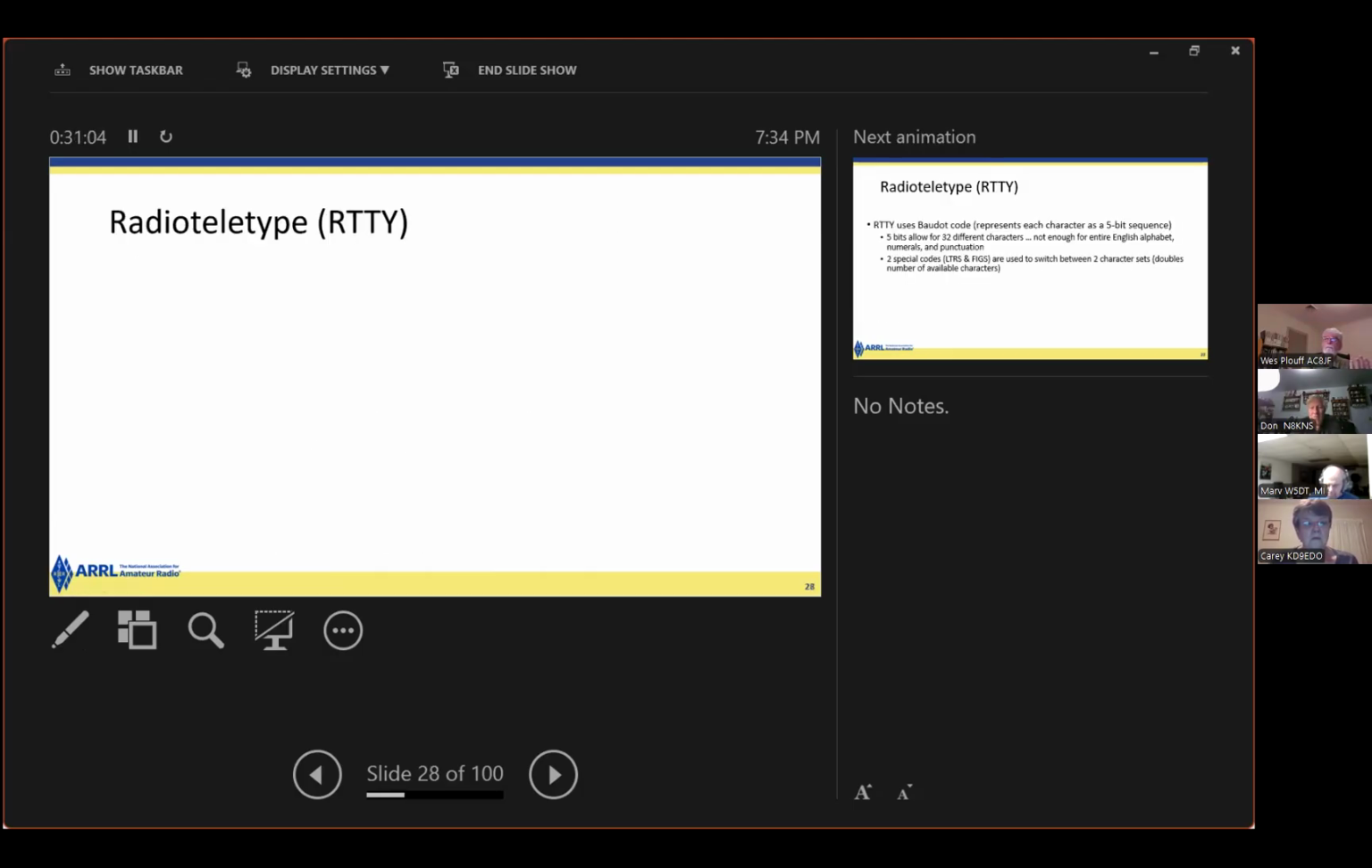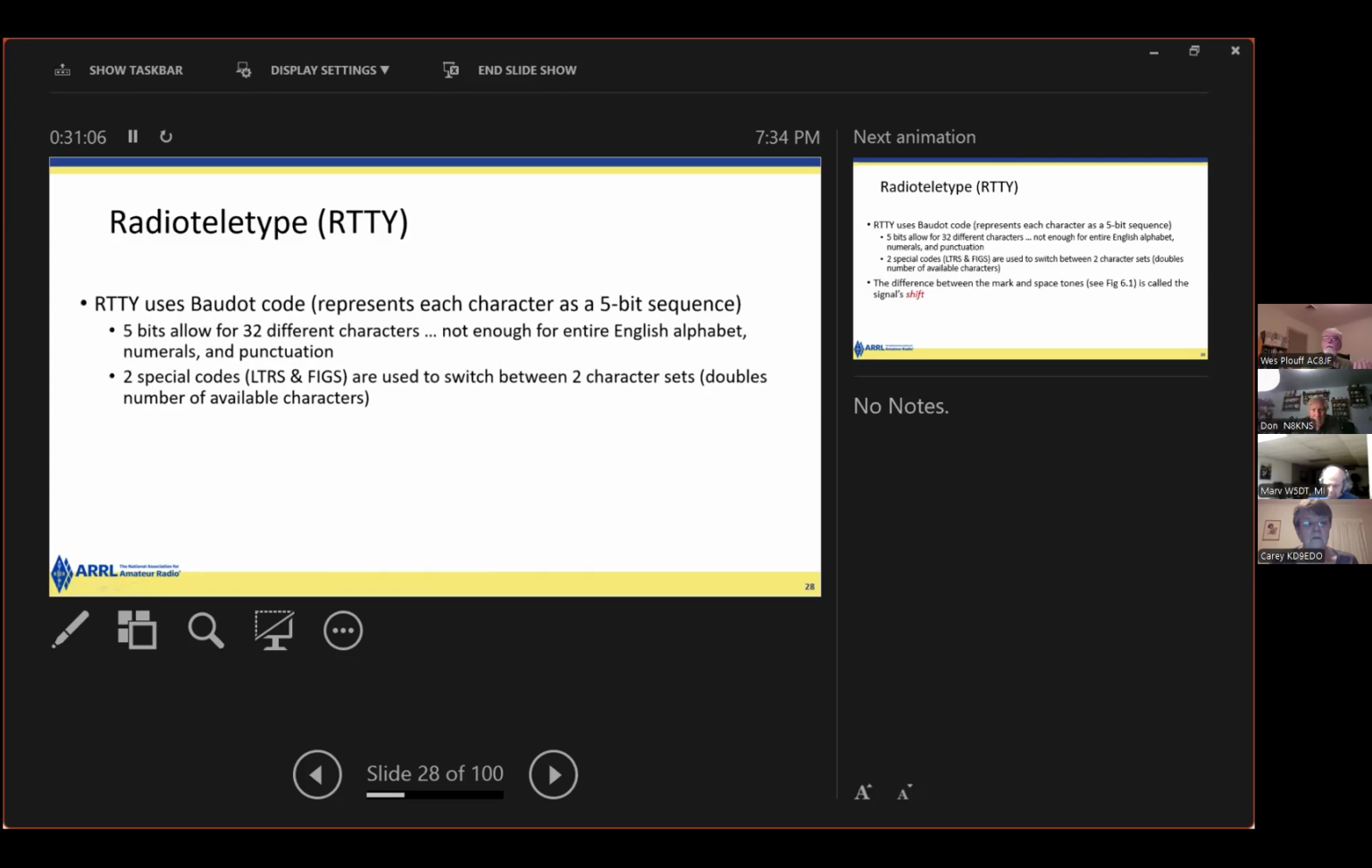Well, there are 2 special codes. So you get 30 characters, but you get 2 sets of 30 characters. In other words, if you send the letters code, then you know that everything following it will be the alphabet. If you send figures, then you know everything following that will be a number or a punctuation.